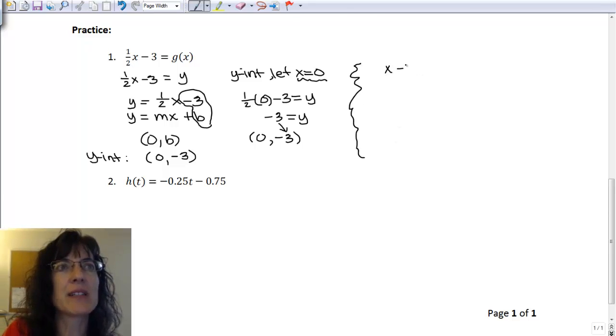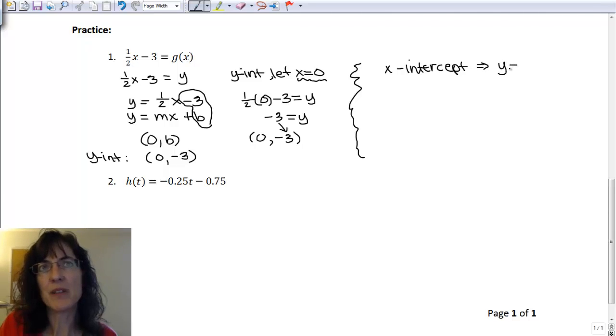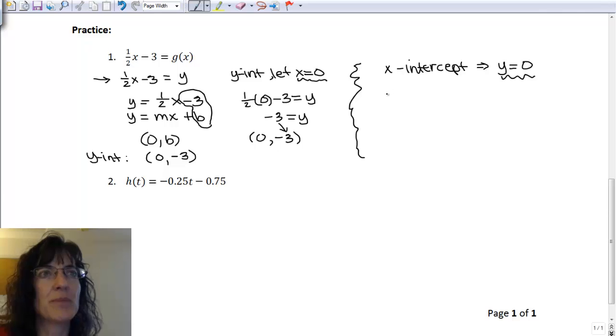Next, let's find the x-intercept. And to find the x-intercept, remember we have to let the opposite variable, or the y, equal 0. And that's going to go on my ordered pair at the end, so I'll keep that in mind. So let the y equal 0, so I would like to start with this form of my equation. And then I will have 1/2 x minus 3 equals, set the y to 0, so 0.